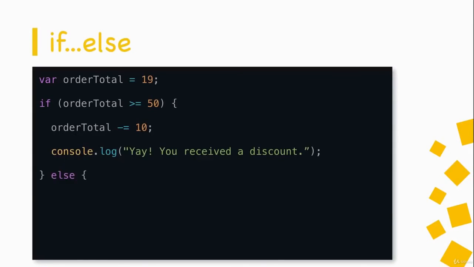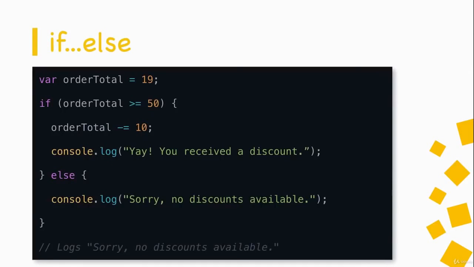But we can have an else clause and define what we'll do if the condition is not true. So in this case, we will log to the console, sorry, no discounts available. And then we'll end the else block. And now, when this code is executed, we get the string, sorry, no discounts available, logged to the console.